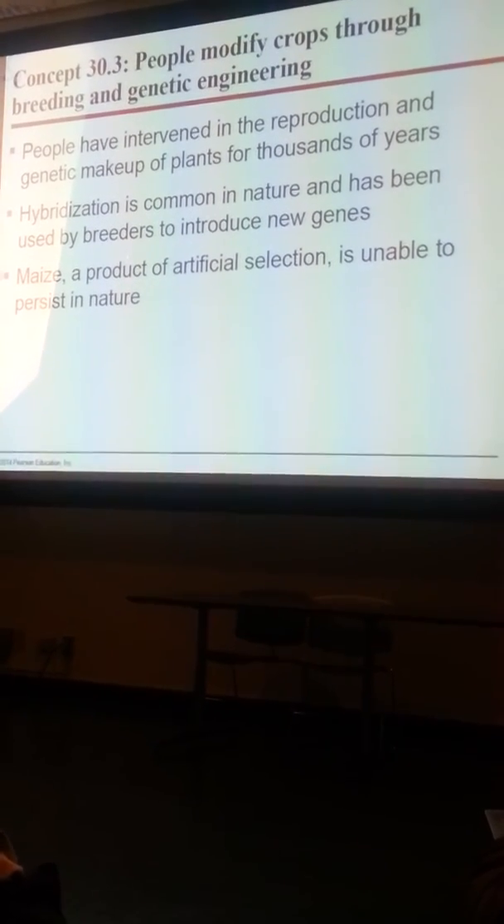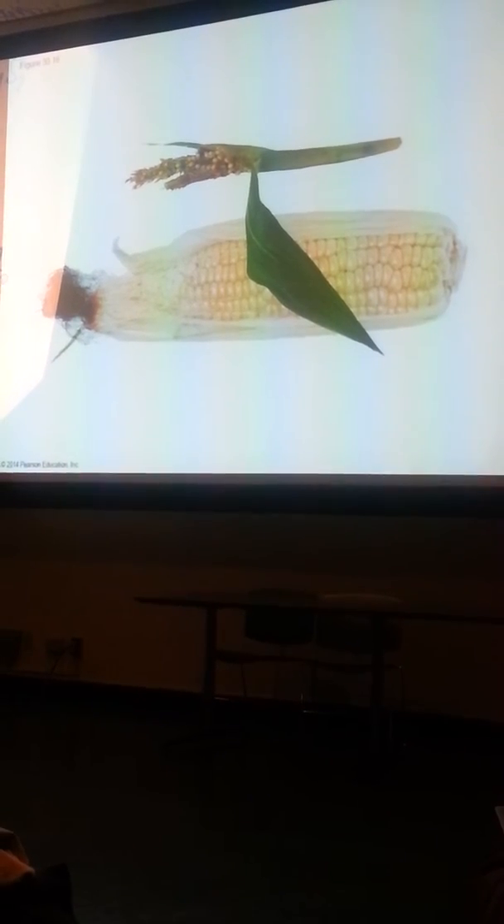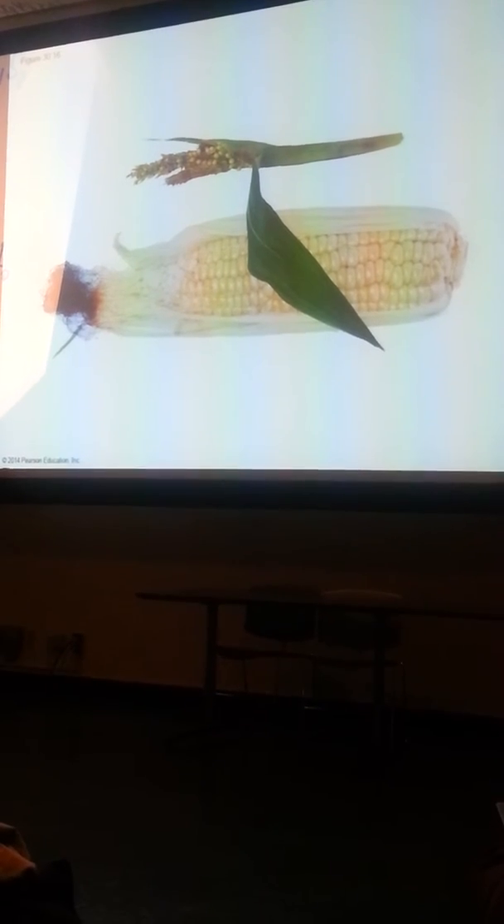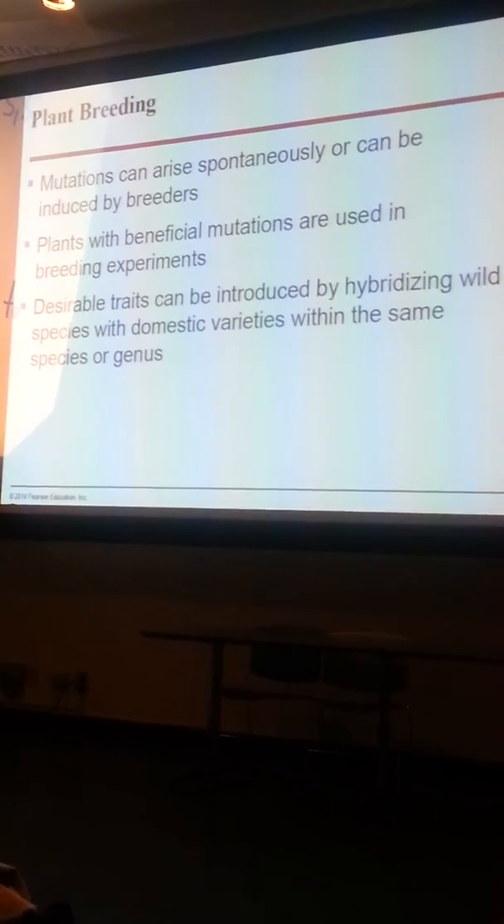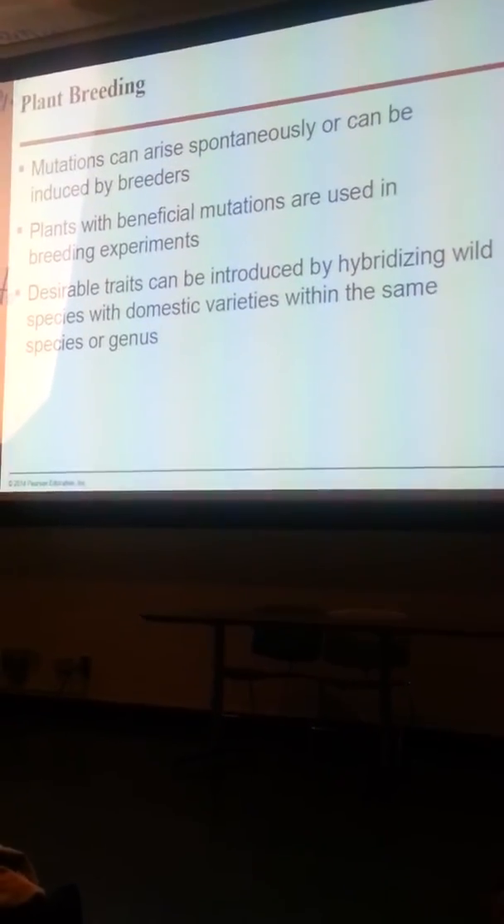And we've been messing with plants forever. That's corn. This thing cannot thrive on its own in the wild. That is what OG corn looked like. So we've been breeding things, we've been artificially selecting for mutations.